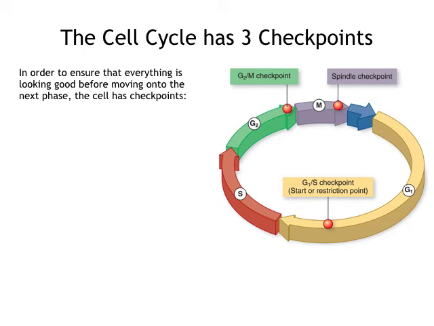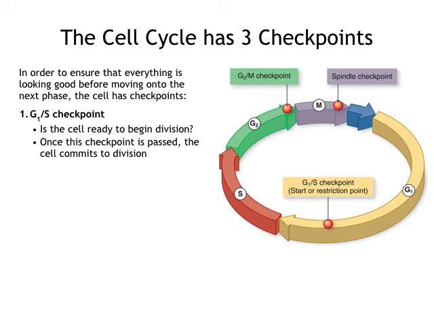Okay, now this cell cycle has checkpoints that ensure that everything is looking good before the cell moves on to the next phase. Think of these checkpoints as airport security checkpoints, where you have these TSA security guards that pat you down and make sure you're good to move on to the next step, right? From outside of the airport to inside of the airport. Here you have checkpoints that make sure you can go from the G1 phase to the S phase, and then from the G2 to the M phase, and then from metaphase to anaphase. And so you have these different checkpoints.